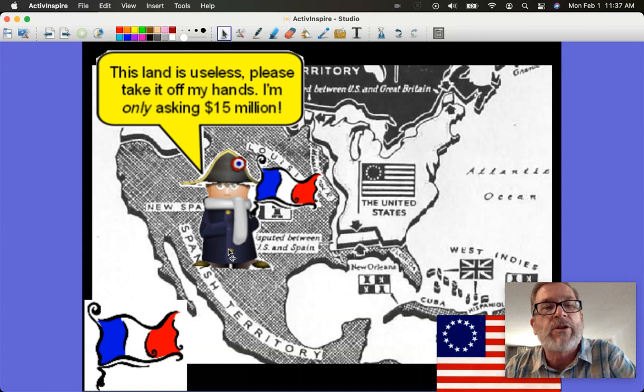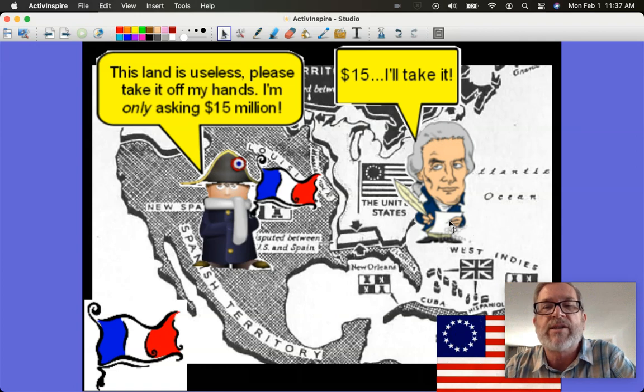So here we have it. Here's our little Napoleon. This land is useless. Please take it off my hands. I'm only asking 15 million. And of course, Jefferson says, yes, absolutely. We don't have to have any conflict with anybody. We can just basically give them money, and then we can put our flag in there and remove the French flag. All this time, knowing that the Spanish are still occupying most of the western part of North America, and there's a whole bunch of Native Americans out here that are living off the land, essentially.